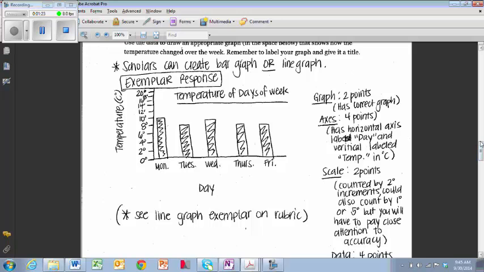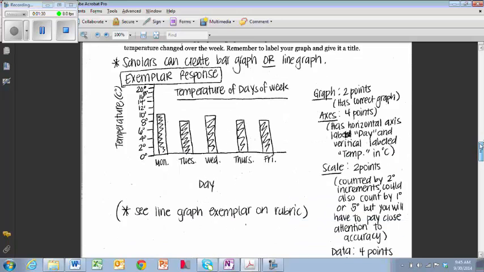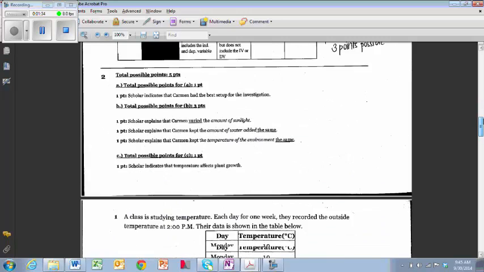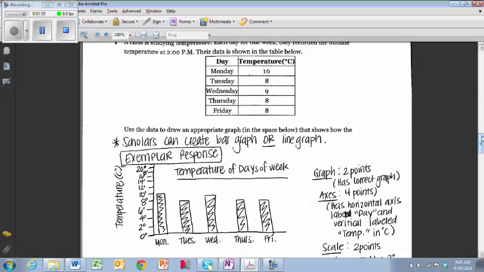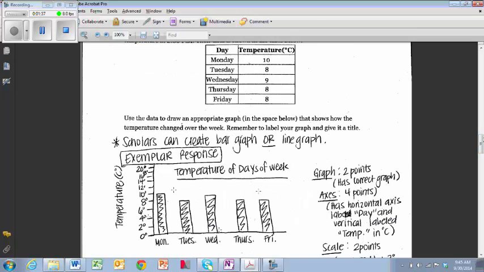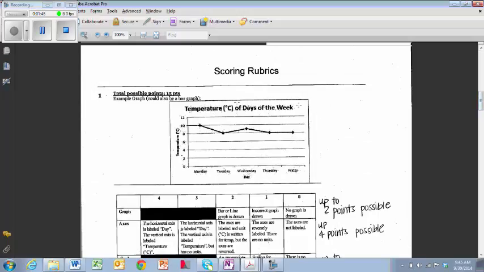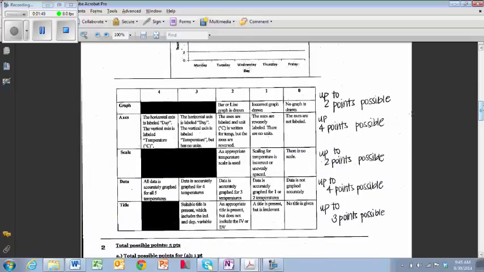So the first thing that you'll be looking at, and you'll notice that I'll kind of flip back and forth between an exemplar here and the exemplar up here. So scholars can either do a bar graph, as you can see below, or they can do a line graph like you see right here. Now first note the type of graph that they use. You'll see that depending on the type of graph that they use, it is worth up to 2 points.